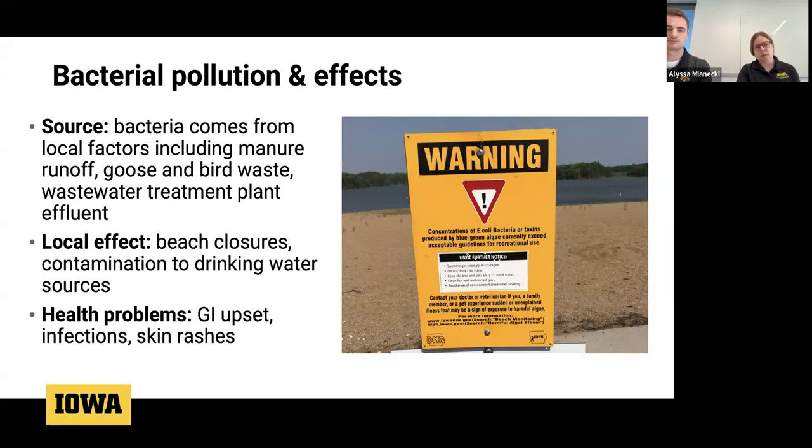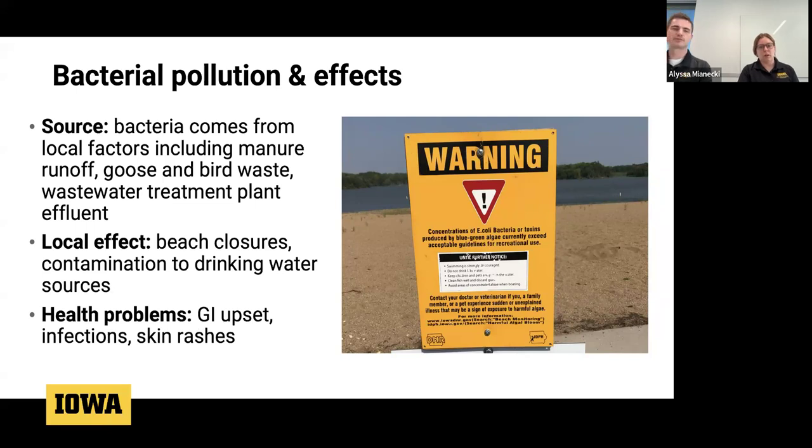So the local effects of these things are things like beach closures, and then contamination to drinking water sources, which would cost Iowans problems with being able to recreate, and also it increases the cost for making sure you have clean water. And there are some health problems associated with bacteria. Some obvious ones are just GI upset. You can have some infections. There can be things like skin rashes. So all things that we need to make sure that people are not being impacted by.